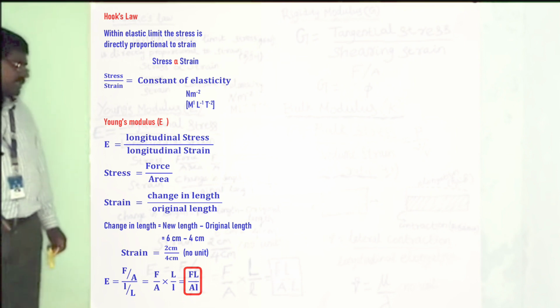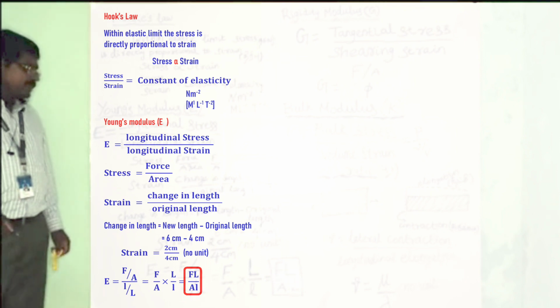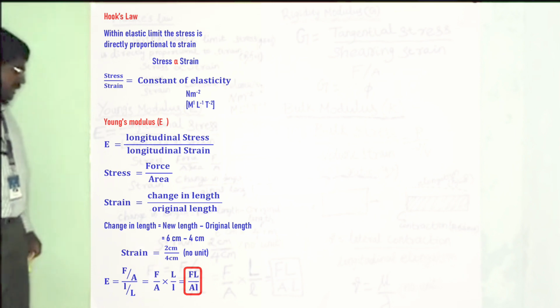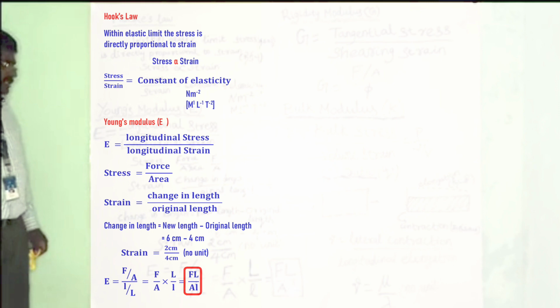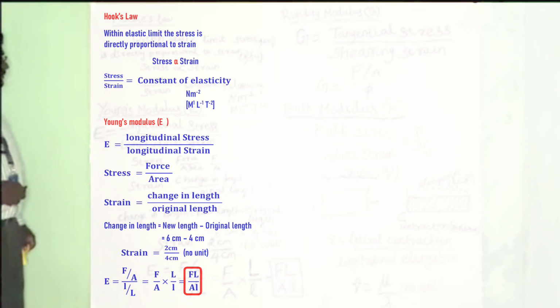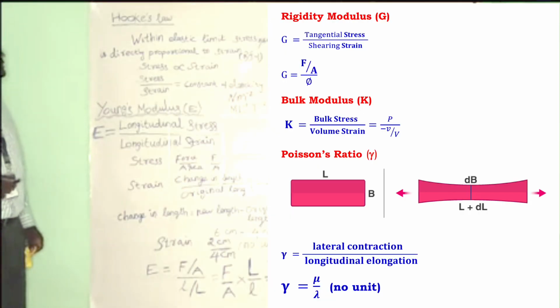So we get F dot capital L by A dot small l. So E can be written as F dot original length by A into change in length. So this is the Young's modulus. This also has the unit Newton per meter square. All the moduli have the unit Newton per meter square because strain does not have any unit. Only stress has the unit. So we have the unit as Newton per meter square.